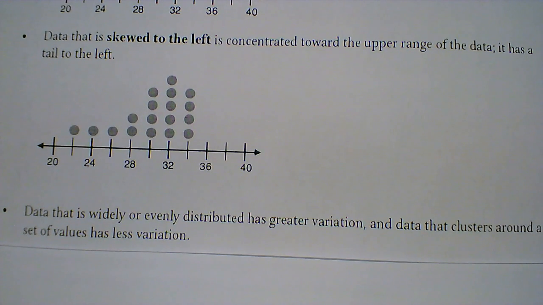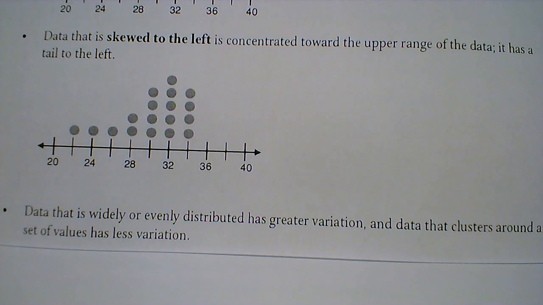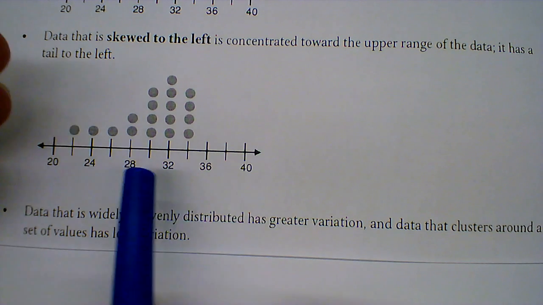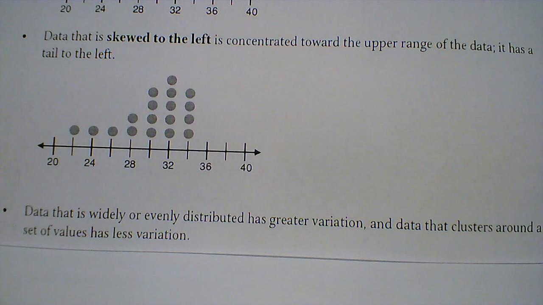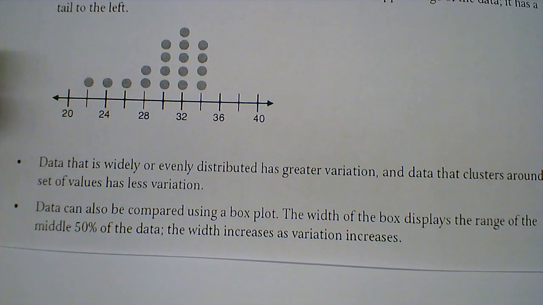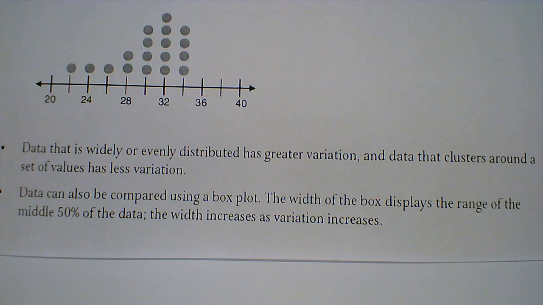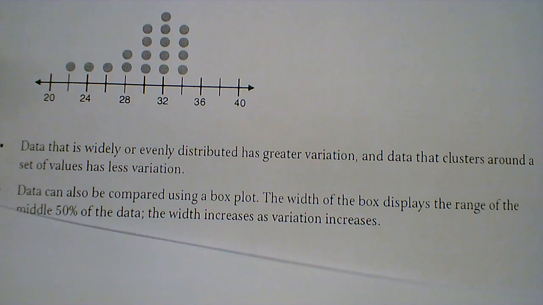So data that is widely or evenly distributed has a greater variation. Okay? So the more evenly it's distributed, the greater the variation. If data clusters around a certain value, then it has less variation. And we can also compare data using a box plot. The width of the box displays the range of the middle 50%. Remember, I said that today. The width increases as the variation increases.